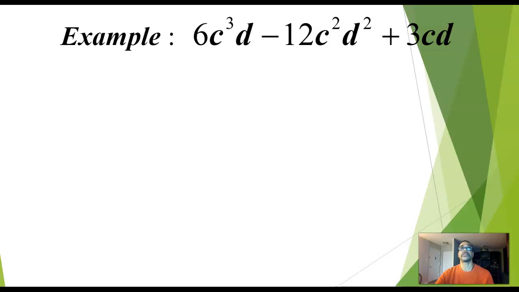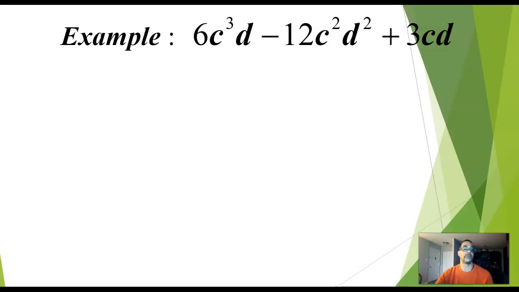Okay, so let's look at an example. So what we have here is 6c to the third d minus 12c squared d squared plus 3. So we have a couple things going on here. First of all, let's just look at the numbers before we even look at the variables. We have to find the GCF between the numbers. One quick way, a lot of times, is you take the smallest value and you divide it into the others to see if it goes in evenly. Well, we do know 3 goes into all these. So 3 goes into 6 twice, goes into 12 4 times, and goes into itself once.